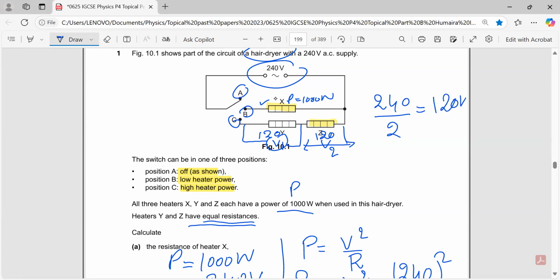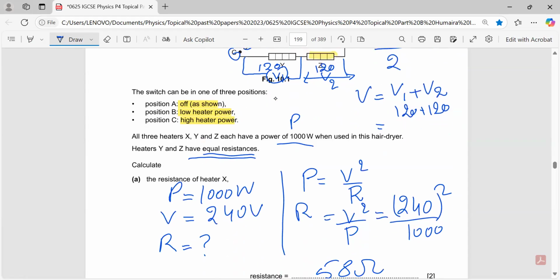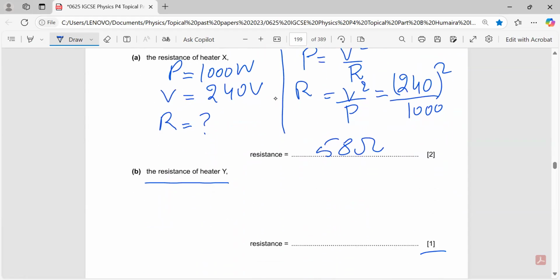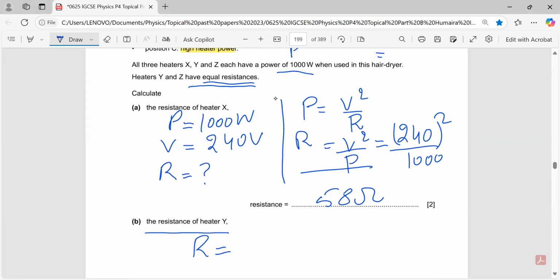Because in series the voltages add up, the total voltage equals V1 plus V2. So we split it into two portions to get our required answer. Here, what is the requirement? In this part, we need to calculate the resistance. Once again, we are using the same formula.